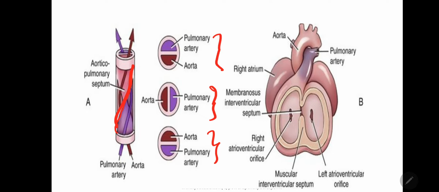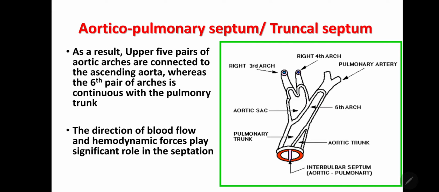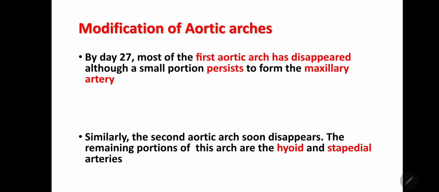This happens because of the spiral septum, and the spiral septation has spiraling in an anti-clockwise direction, and it is because of the flow of the bloodstream through this outflow channel. It is influenced by the cardiac neural crest cells. So here you can see, as a result of development of the aorticopulmonary septum, what happens? The upper 5 pairs, 1 to 5, they open into the aorta, whereas the sixth pair, the sixth aortic arch artery, is continuous with the pulmonary trunk, establishing the adult arterial system.